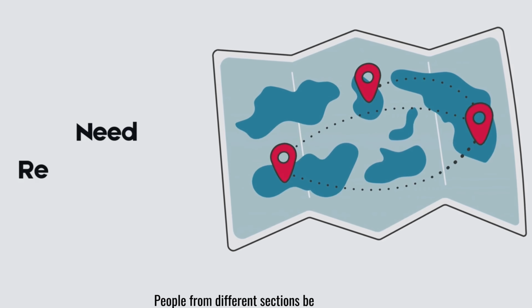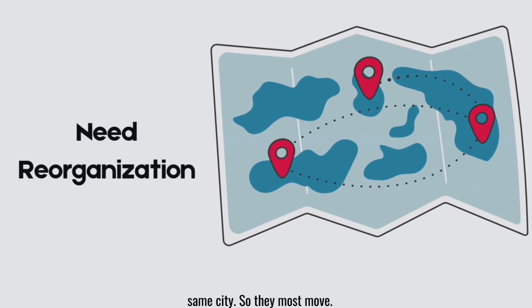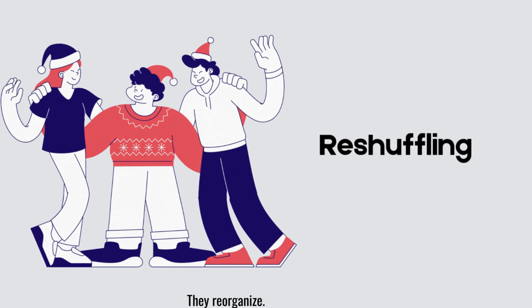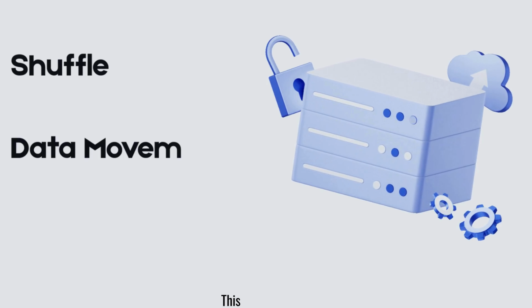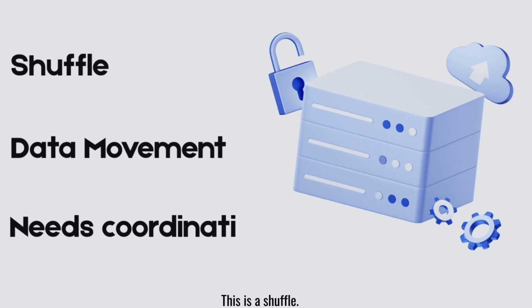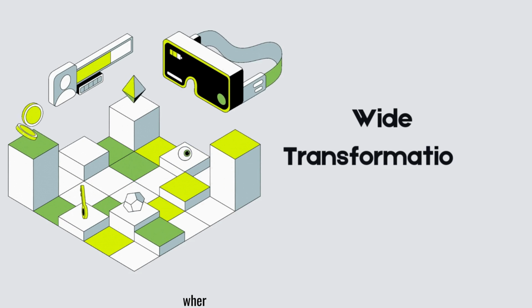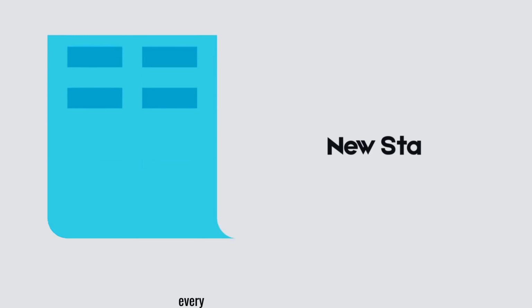People from different sections belong to the same city, so they must move. People start walking across the venue. They reorganize, they regroup. This is slow. This is expensive. This is a shuffle. Spark calls this a wide transformation, where data moves across nodes. And in Spark, every shuffle creates a new stage.